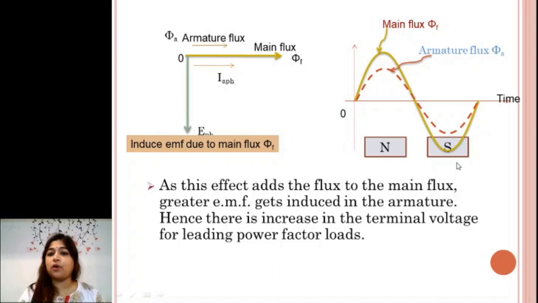This is a very, very important concept. You always find such questions in examinations also, and you must understand armature reaction to draw proper characteristics of alternators.